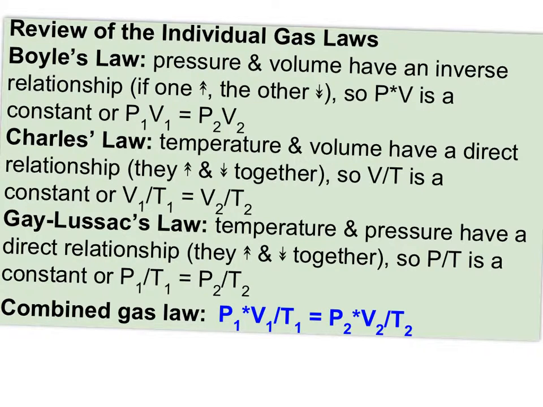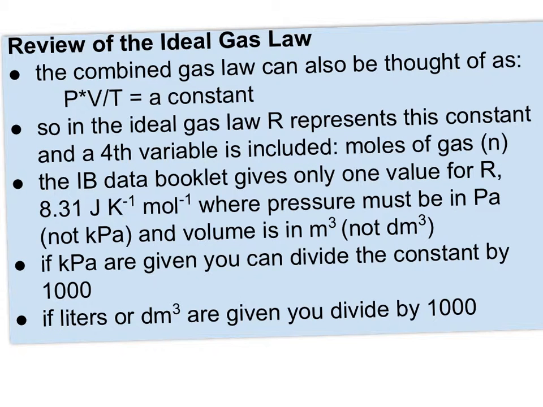And the temperature and pressure relationship is also a direct relationship, so they increase and decrease together, so P over T is a constant. And we end up with the combined gas law that if you are looking at all 3 or allowing changes to all 3, then P1 times V1 over T1 equals P2 times V2 over T2. And then finally, the ideal gas law comes from the combined gas law, because the combined gas law can really be thought of as P times V over T equals a constant.